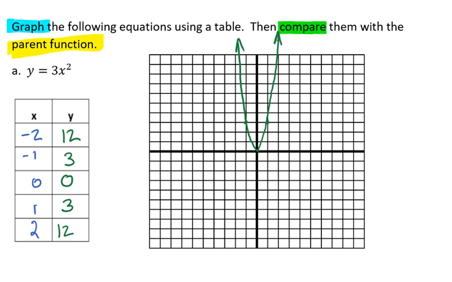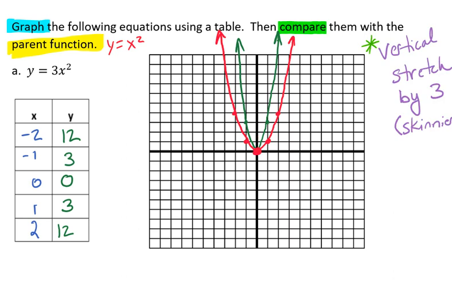So we've done our first part. We've graphed our equation. But now we want to compare it with our parent function. Recall that our parent function for a quadratic function is y equals x squared. So if we plot our y equals x squared function, we see that our current graph, our green graph, is skinnier. That's what we call a vertical stretch by 3.